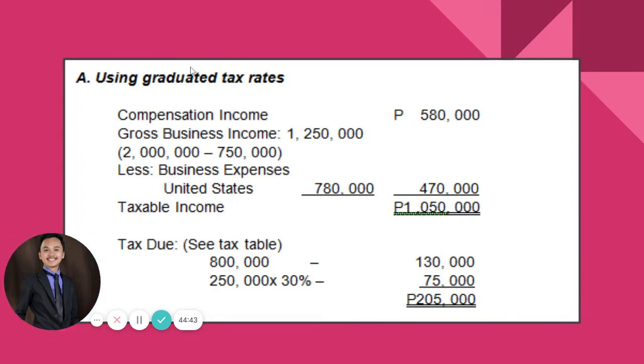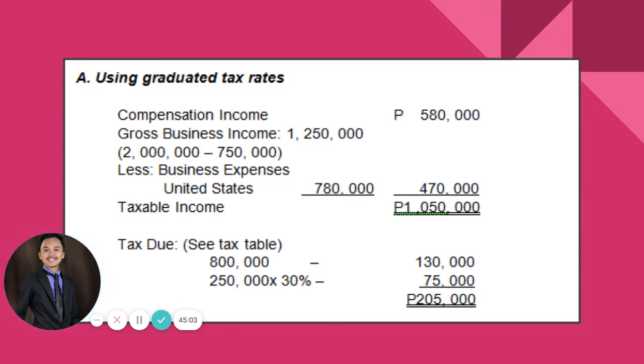So if the taxpayer opted to use graduated tax rates, you simply base it on the table. For the range of 1,050,000, you base it on the revised Section 24 table again. So 1,050,000 belongs to the 800,000 to 2 million range.